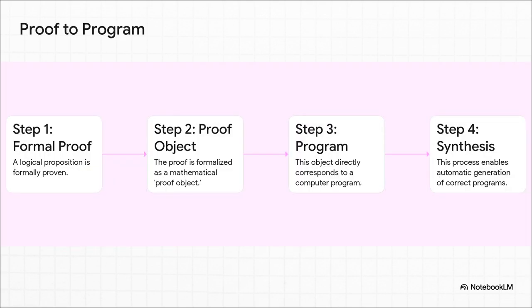This deep connection enables something that sounds like science fiction: automatic program synthesis. The process is just so logical, it's beautiful. You start by writing a formal proof that a certain property holds. That proof becomes a real proof object. Then, because of the Curry-Howard isomorphism, that object directly translates into a working program that is guaranteed to have that property. You're literally generating correct code from pure logic.